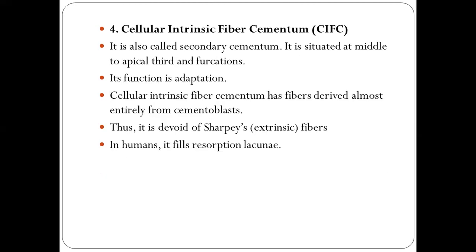Next is cellular intrinsic fiber cementum. This is also called secondary cementum. It is situated at the middle to apical third and furcation. Its function is adaptation. Cellular intrinsic fiber cementum has fibers derived almost entirely from the cementoblasts. It is devoid of Sharpey's fibers. In humans, it fills resorption lacunae.